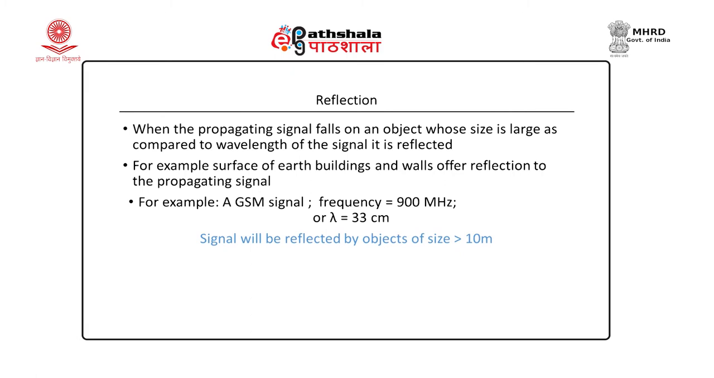But if I talk about microwaves, whose frequency is higher than radio waves, even smaller objects will offer reflection. For example, the GSM signal has a frequency of 900 megahertz, and so the wavelength is 33 centimeter. I can obtain the wavelength by dividing the speed of light, 3 into 10 raised to power 8 meters per second, by the frequency. So, this GSM signal will be reflected by objects of size greater than 10 meter.